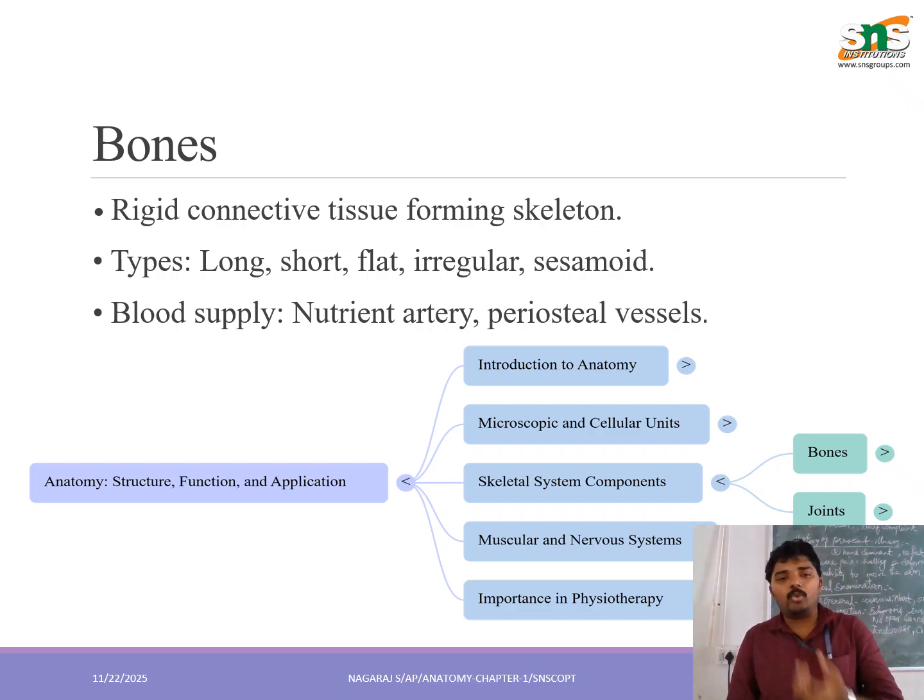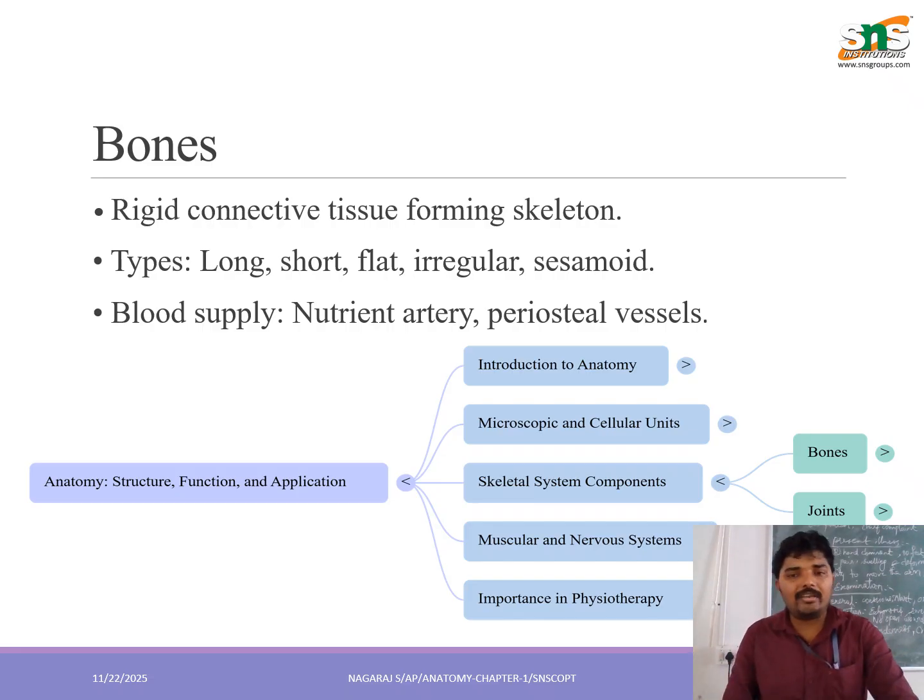Then you will go for bones. Bone is a rigid connective tissue that forms the skeleton. The types of bone are long bone, short bone, flat bone, irregular bone, and sesamoid bone. Examples of long bones are the humerus, radius, femur, tibia, and fibula. These are the long bones.